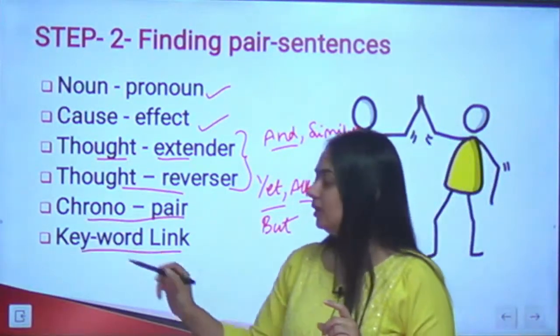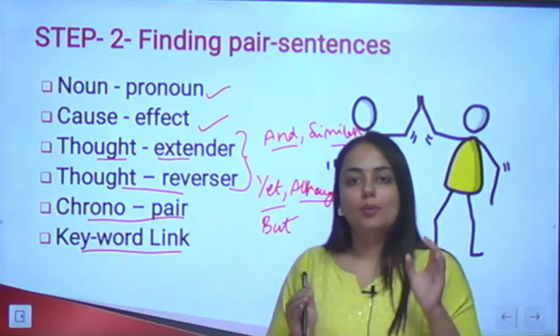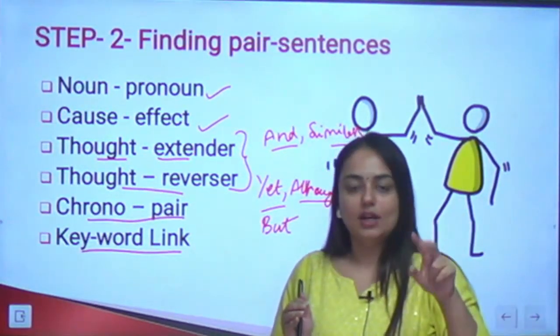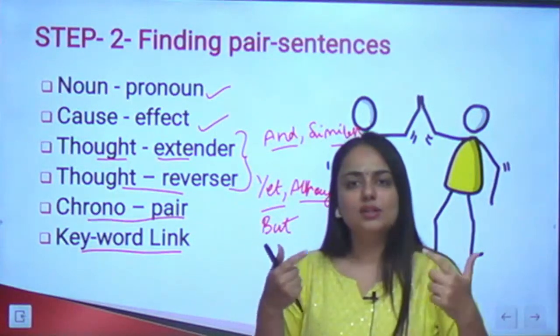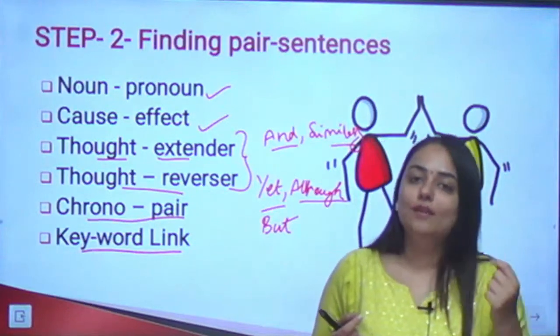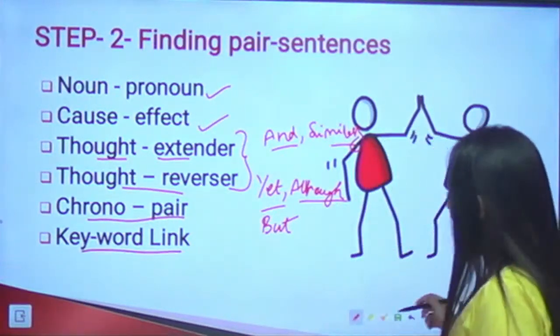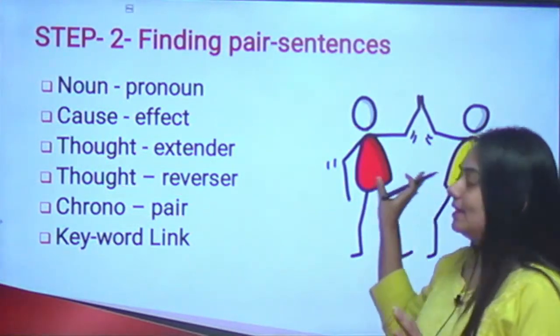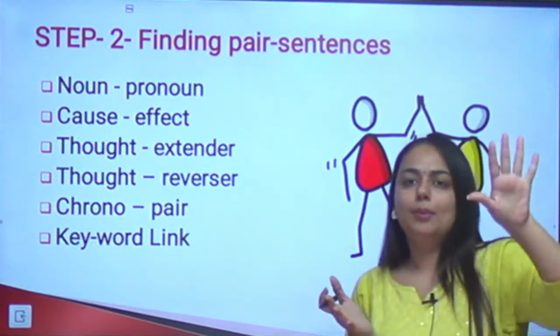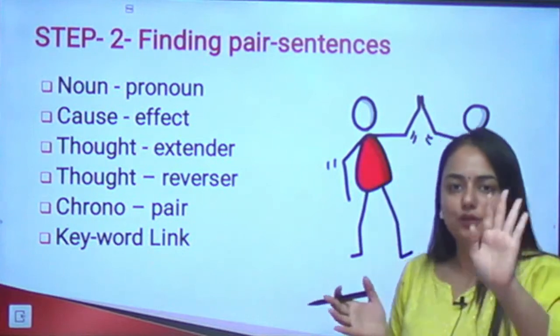The last one is keyword link. Probably a similar kind of phrase is discussed in two sentences. You just have to see that both the sentences are talking about the same thing. So again, you have to be very attentive while reading these sentences. I hope it's clear how to make pairs. Once you have guessed the opening line and made certain pairs, write them aside, and you will be very close to guessing the answer.